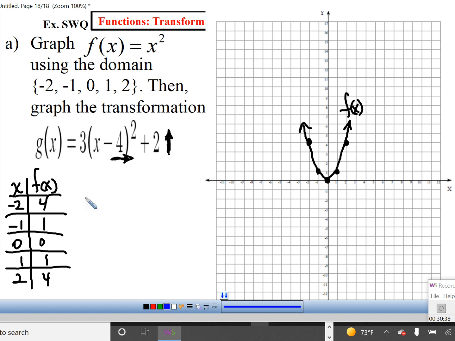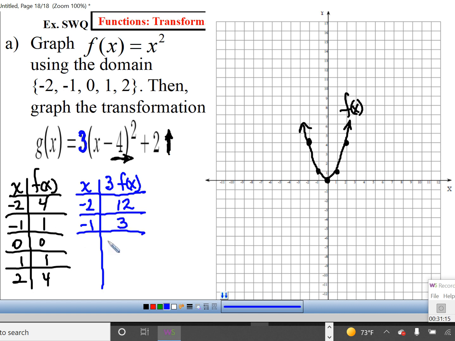All right, x. And instead of f of x, we're going to do what? 3f of x. Yes, because of this parameter a. So we got -2. What is f of x at -2? That's 4 times 3, that's 12. Next one, -1. What is f of x? 1. 1 times 3 is 3. 0, 0. And then the rest repeat. 1, 3, 2, 12.